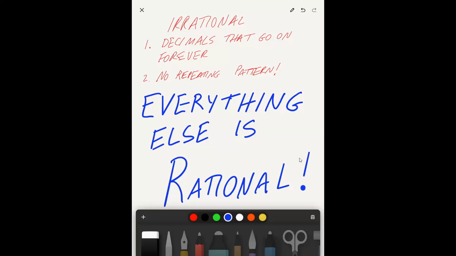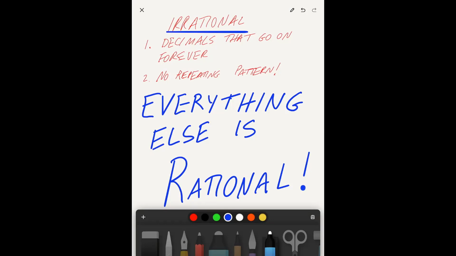All right, so the very first thing, and I can't say this enough: you just need to be able to look and determine if a number is irrational, because if it's not irrational, then it must be rational. So these are the two conditions that you need to be looking for. One, the number has to have decimals that go on forever. So if the decimals don't go on forever, or if it doesn't have decimals, then it's rational, period.